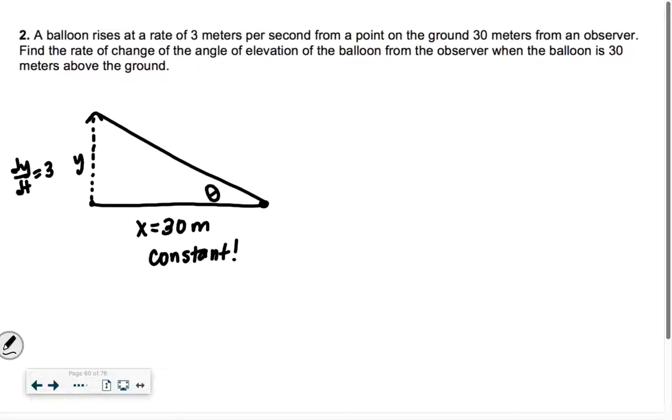If we look at it, we have tangent of theta equal to opposite over adjacent, right? And that adjacent is actually just 30. So I can plug in 30 for x because it's a constant.